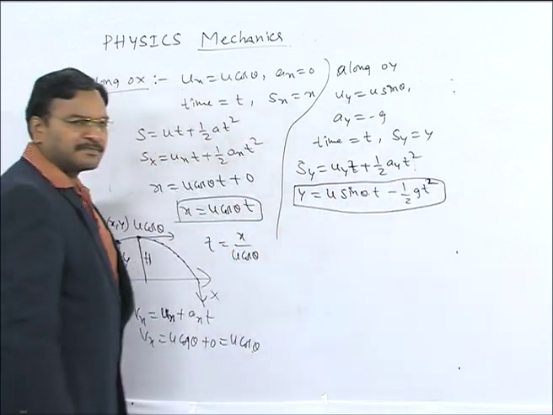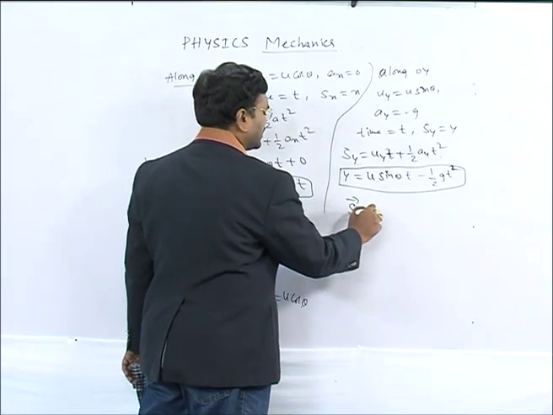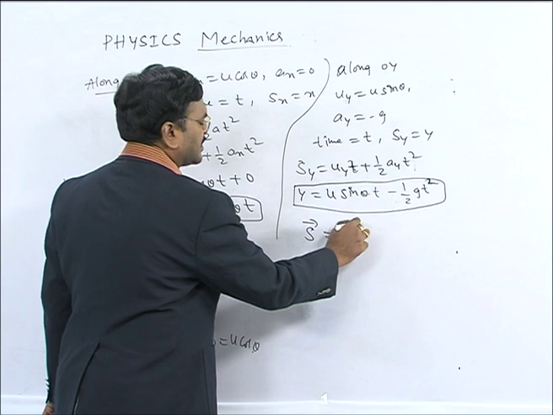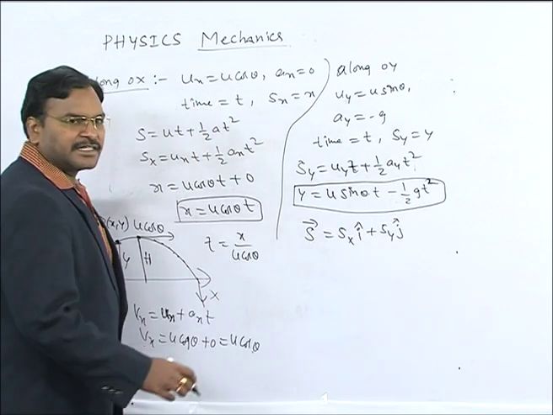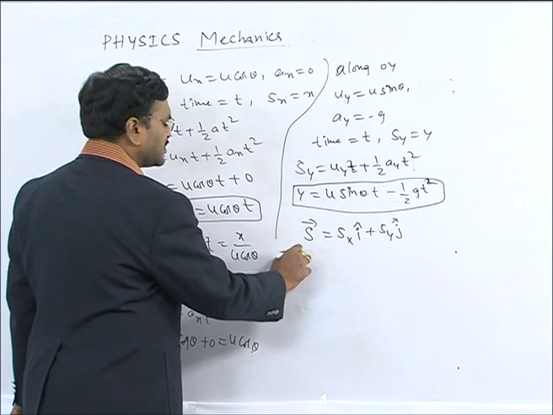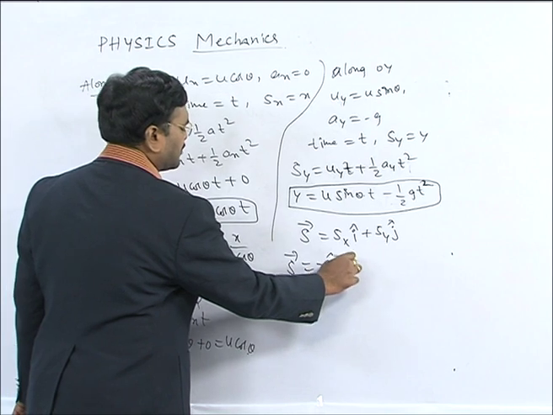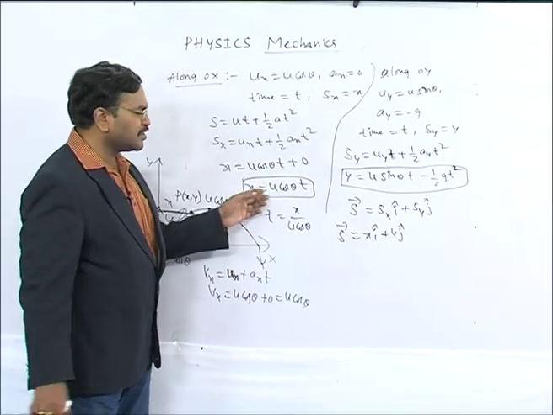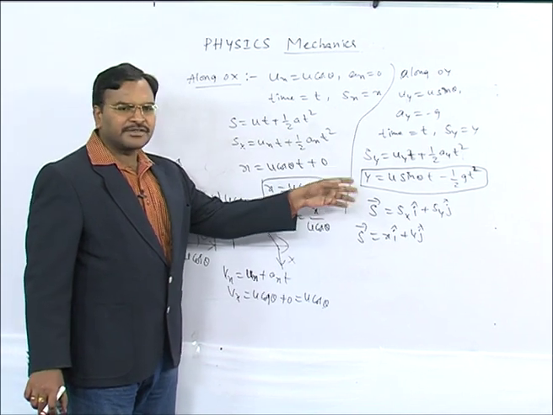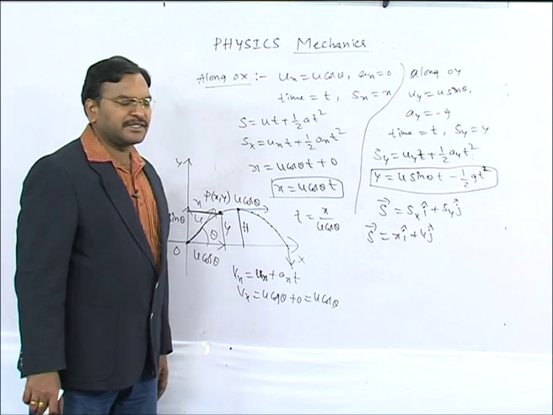Now, what is the displacement vector? The displacement vector S bar is equal to Sx i cap plus Sy j cap. So S bar is equal to x i cap plus y j cap. We know x and y: x is u cos theta into t, and y is u sin theta into t minus half gt square. This is the displacement vector in time t seconds.